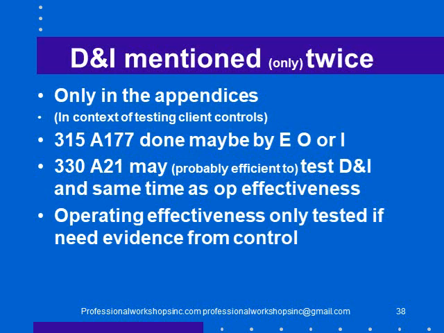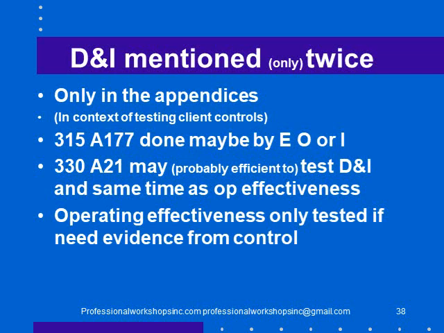In 315, it's suggested that maybe we do it by inquiry, observation, and inspection. And in 320, it says, efficiency tip, maybe, think about it, you're going to test D&I and operating effectiveness at the same time by doing, and they don't say systems walkthrough, but that's what they imply.